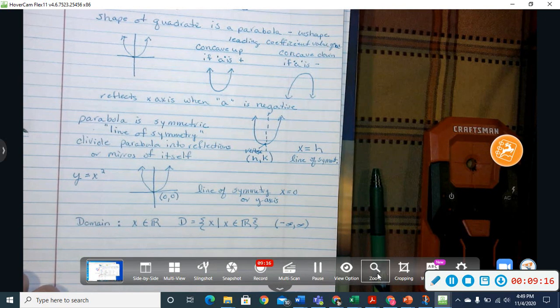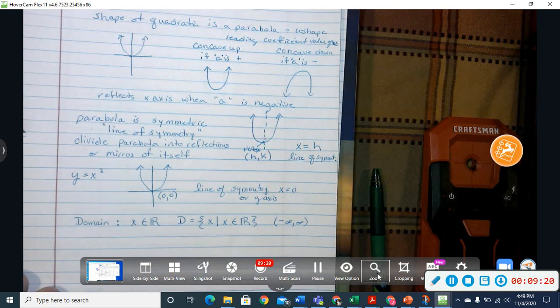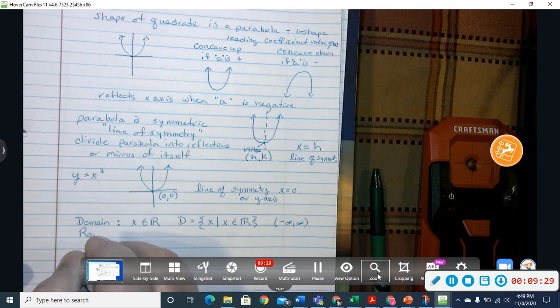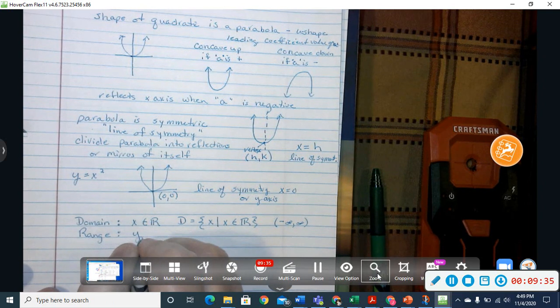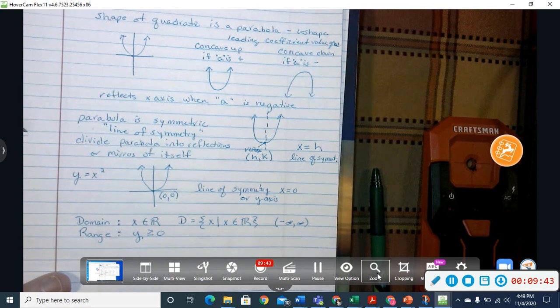The range, however, is determined by the position of the parabola. And our basic parabola, since the vertex is going to be at 0, 0, our range, depending on whether we have any kind of vertical shift, is going to be y greater than or equal to 0. And then if we have vertical shifts, that range will change according to those vertical shifts.